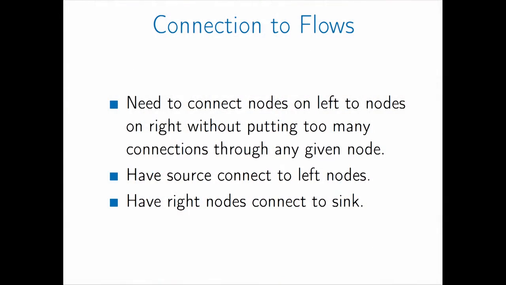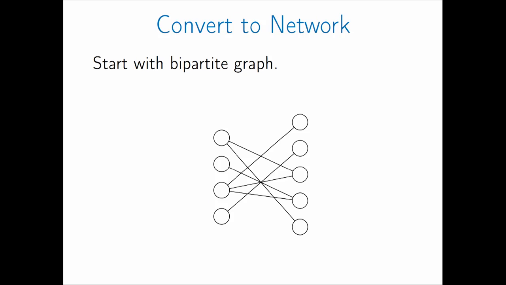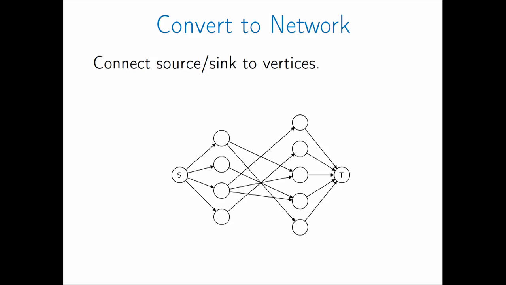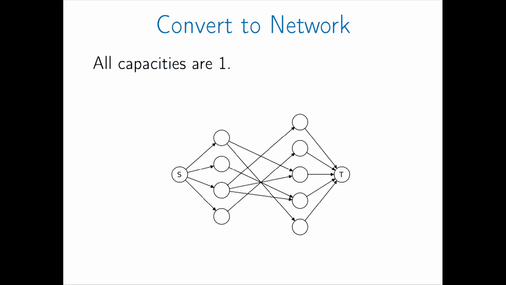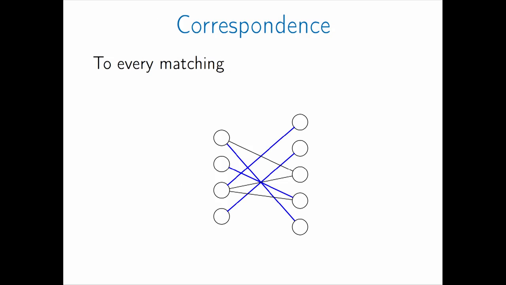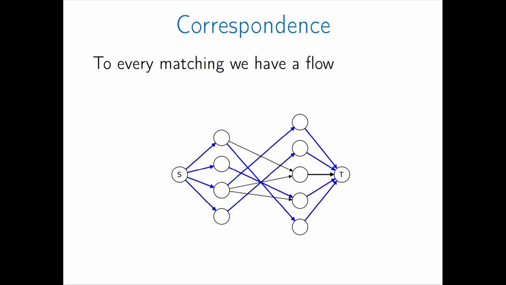So to make this work, you add source nodes and connect them to the left, and have the right nodes connect to a sink node and build up a network. In particular, we start with our bipartite graph. You direct all of the edges left to right. We're going to add a source and a sink node. We're going to connect the source node to the vertices on the left and connect the vertices on the right to the sink. And we're going to define all the capacity edges of this graph to have capacity 1. This gives us a network associated to our bipartite graph. And it turns out that for every matching in our bipartite graph, there's a corresponding flow on the network.